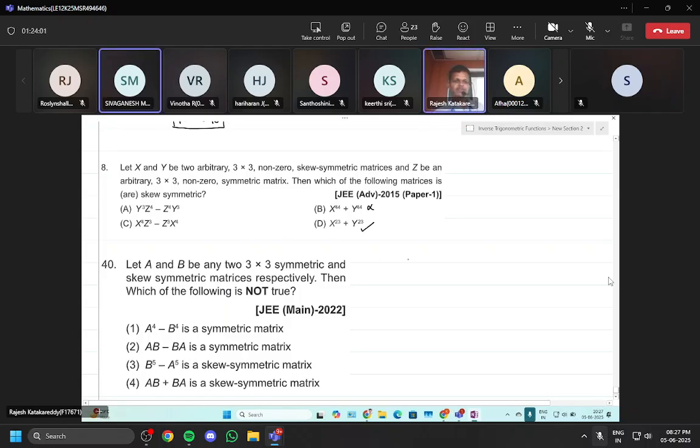Sir, do you want me to solve C? Giving us skew symmetric, sir. C is skew symmetric is what your friends are saying. What do you get there? Z transpose whole cube, that is Z cube. X transpose power 4, that is X power 4. Minus X power 4 Z cube. Skew symmetric only, dear. So these two are your correct. A I didn't check. I think A. Then C and D are your answers.